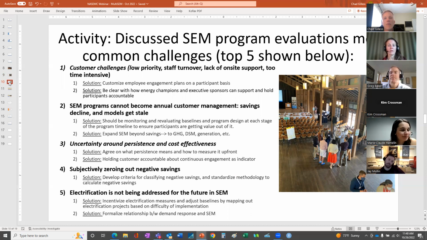But we came up from that group with a list of the top 5 most common challenges. I'm sorry, a number of challenges, but then we had basically in these breakouts, you can see one of the breakouts here, and then they had voting based upon those. And so we had the top 5 challenges that came out of the voting process. And so from these, you can see some customer challenges.